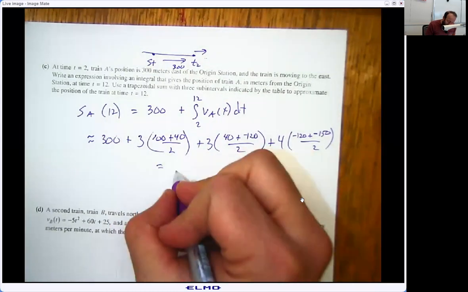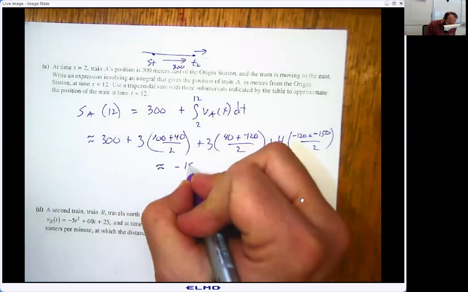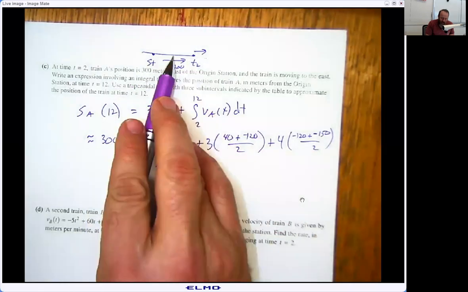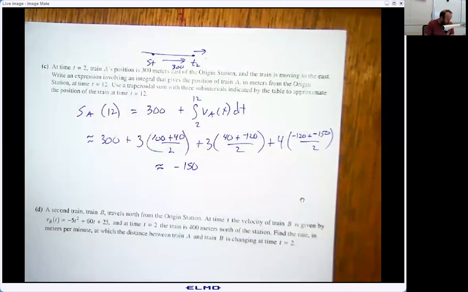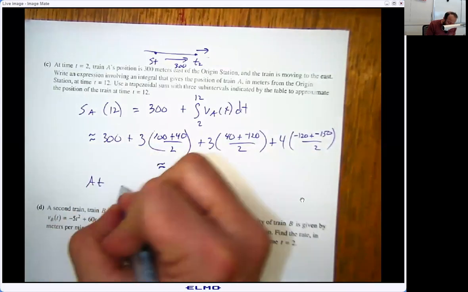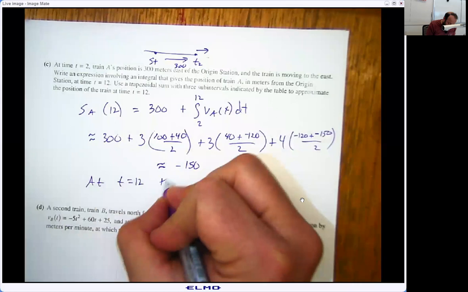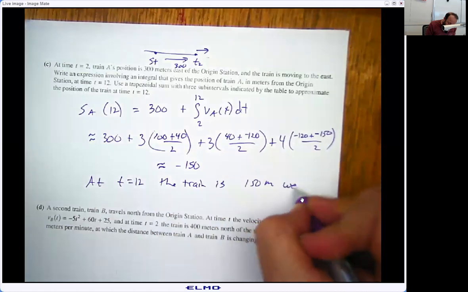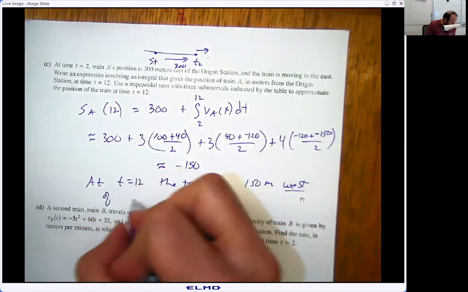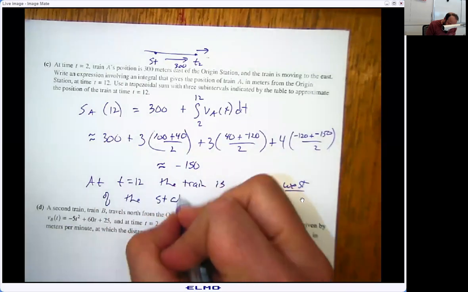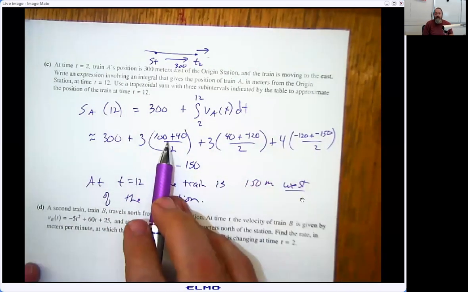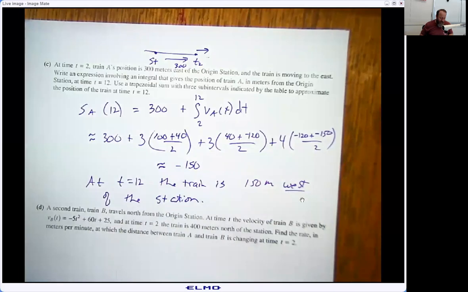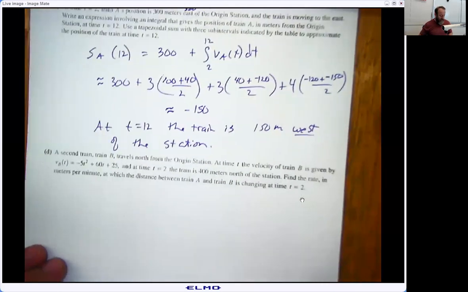And again, this is fairly straightforward arithmetic here. And I got negative 150, which because it's negative, that seems to indicate that it would have actually come back and passed the station and been over here a little bit further. So we're going to go ahead and say at t equals 12, the train is 150 meters west of the station. Now notice that I didn't physically show that 100 plus 40 is 140 and then divided by 2 is 70. You could do a lot of that on scratch paper. They don't need to see all of your little pieces of arithmetic.